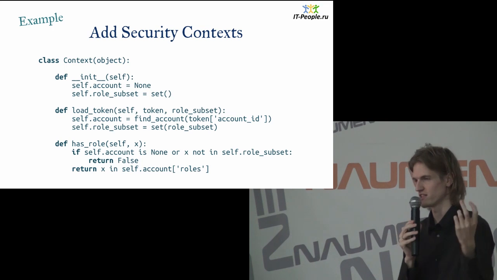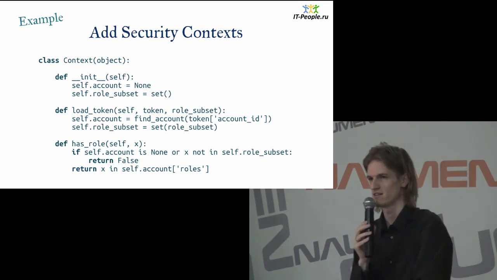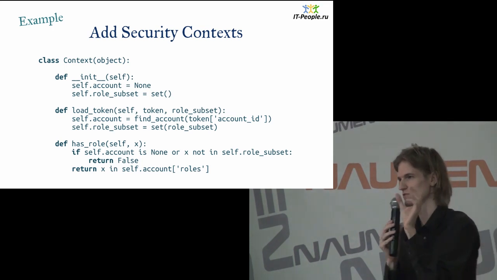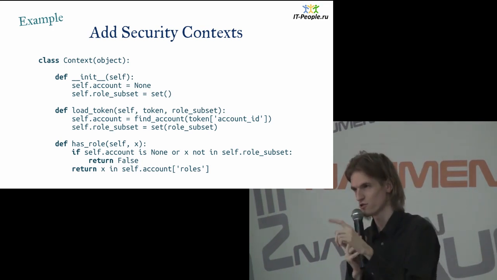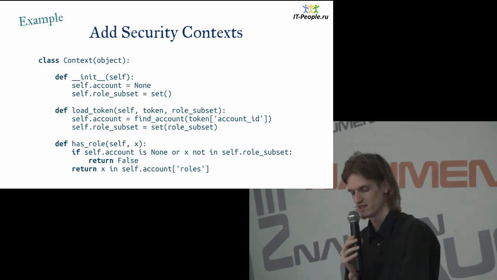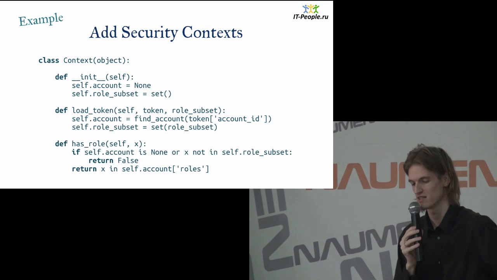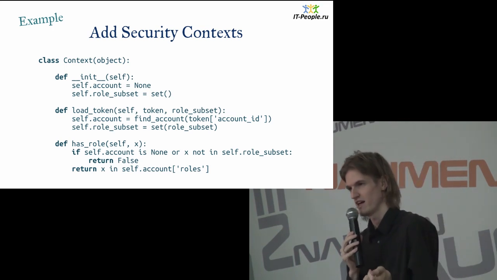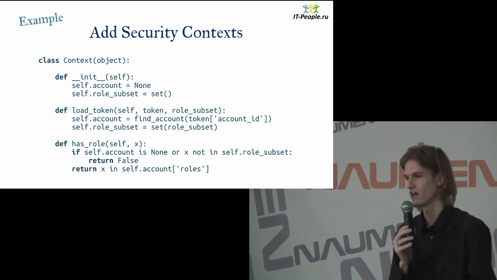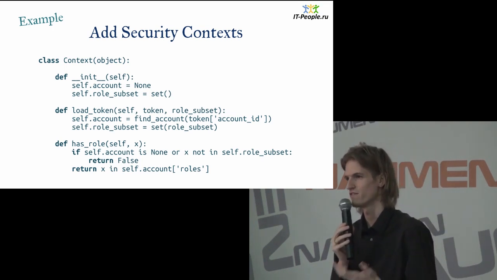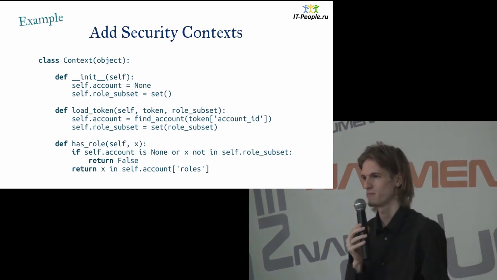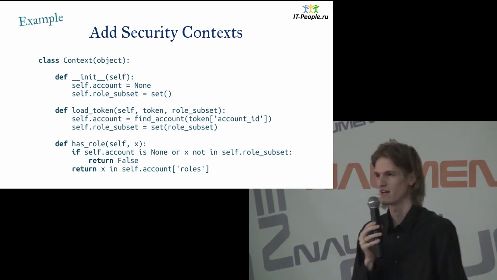If you have the security checks everywhere in the code, it gets impossible to verify. But if you have this security context object, which sits around somewhere, and it says, this is currently the account on it, and these are the roles that are allowed, then you can have a simple function has_role, which says, if there's no account, or the role is not in the subset, then you don't have that role. And otherwise you have the role if the user has the role. For instance, a normal user can never accidentally become a system administrator because the user doesn't have the role.